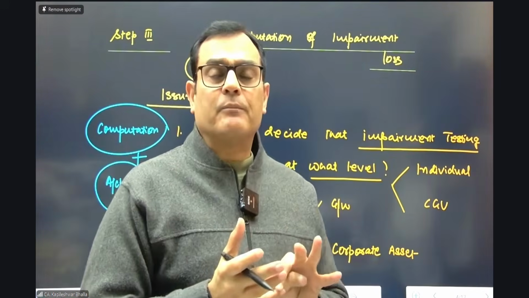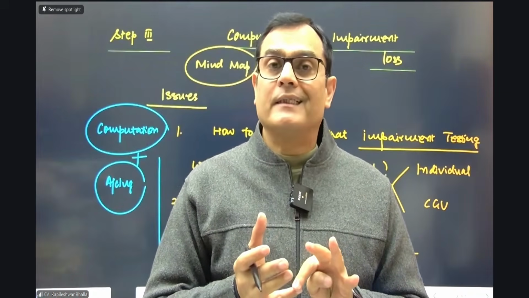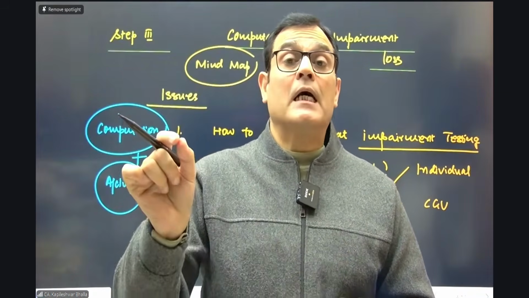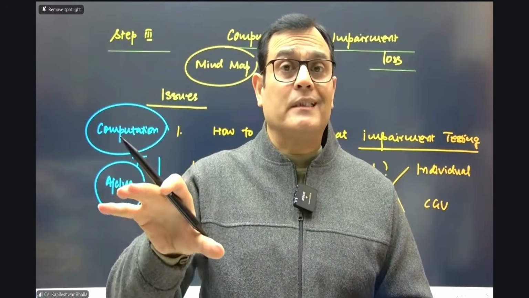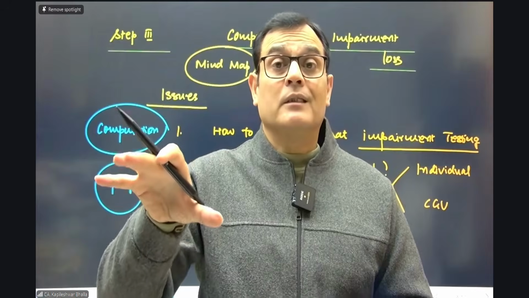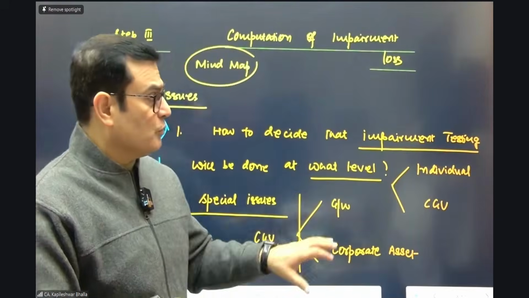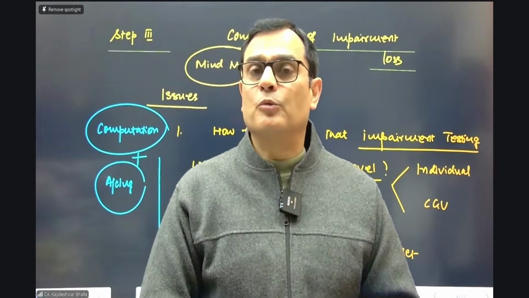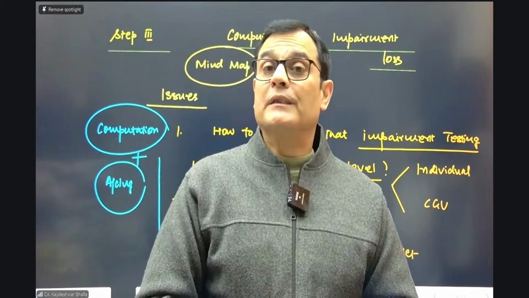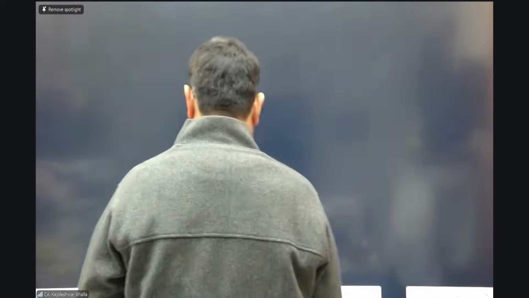That in the third step, once you say that yes, we are in the scope and we are saying that there are indications of impairment, how do you decide impairment is done at what levels? And then we'll see the computation and the accounting for individual assets. And we're also going to look at the computation and accounting for a CGU with special reference to goodwill as well as with reference to the corporate assets. So we'll subdivide our discussions into various components.